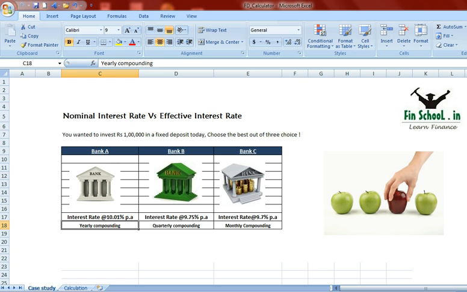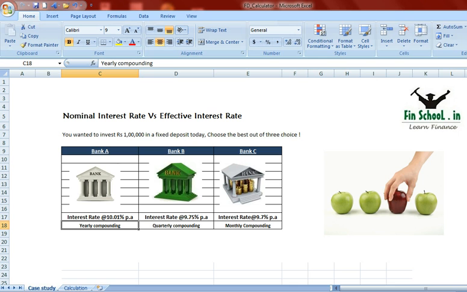Suppose you have rupees 1 lakh today which you want to invest in a fixed deposit. You are left with three choices of bank. Bank A is offering an interest rate of 10.01% per annum. Bank B is offering an interest rate of 9.75% per annum. And Bank C is offering an interest rate of 9.7% per annum. Though the interest rates offered by these three banks are marginally different from one another, it creates a significant impact on the wealth creation of investors.